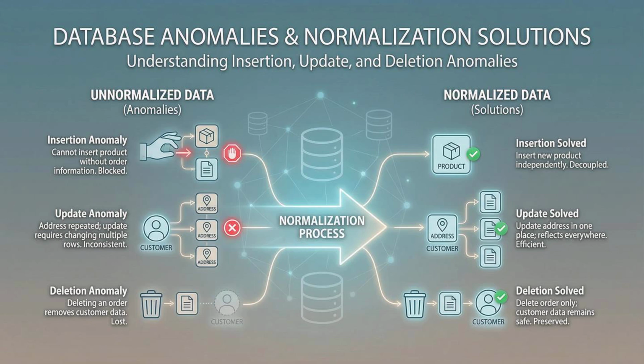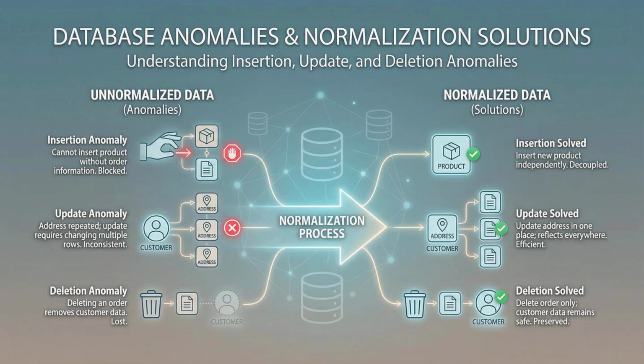This slide visually demonstrates the critical issues we face with unnormalized data, known as anomalies, and how database normalization provides elegant solutions. On the left, under unnormalized data, we see 3 common anomalies. First, the insertion anomaly. Imagine trying to add a new product to your inventory, but your database design requires it to be linked to an existing customer order. You can't add the product by itself, which is a major bottleneck and limits your data entry flexibility.